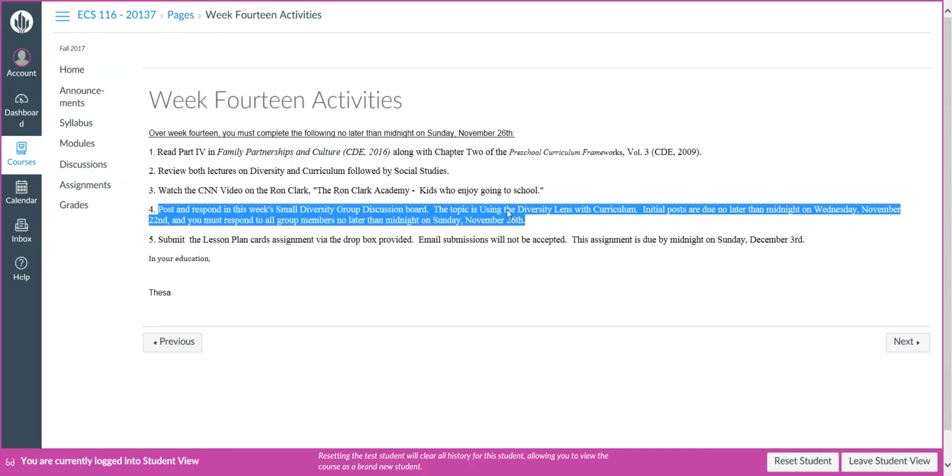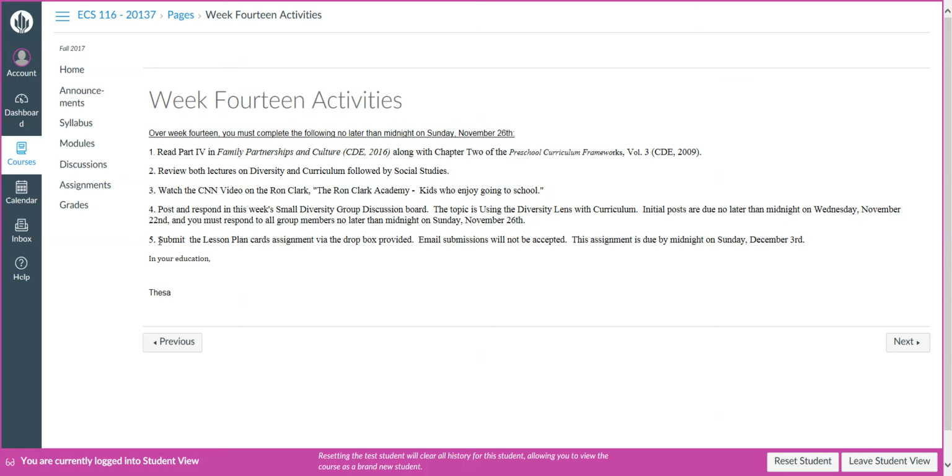We're going to be looking at using the diversity lens with curriculum. So you want to post by Wednesday. I'm changing this to a Wednesday this week because of the holiday. So post by Wednesday, November 22nd, and then log back in and respond to all group members by Sunday, November 28th. I'm also hoping that those of you who have things going on Thursday through Sunday, even though it is an online class and we do hold class for the whole week, could theoretically post and respond to at least 2 classmates by Wednesday at midnight. That way you could have the rest of the week off, so to speak.